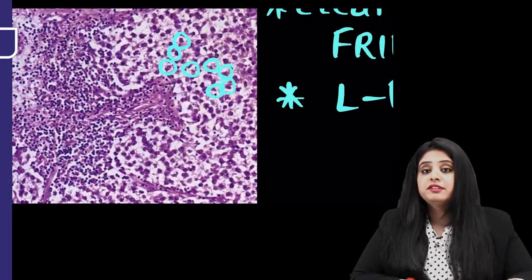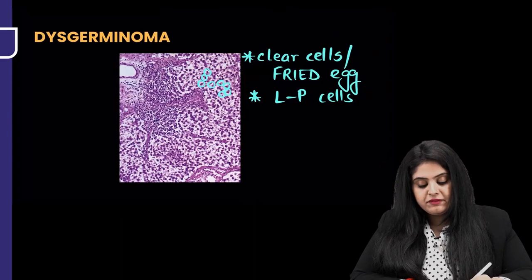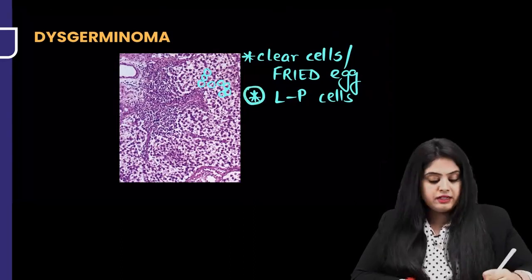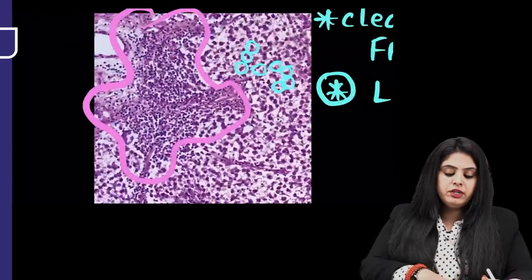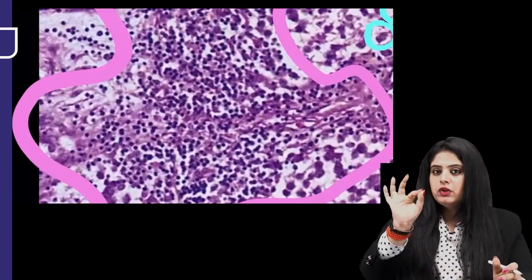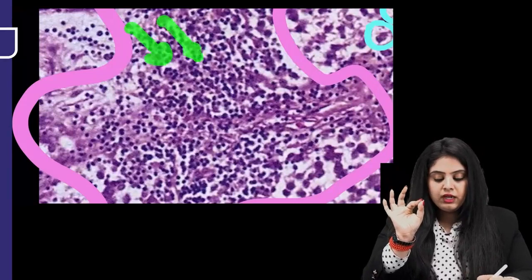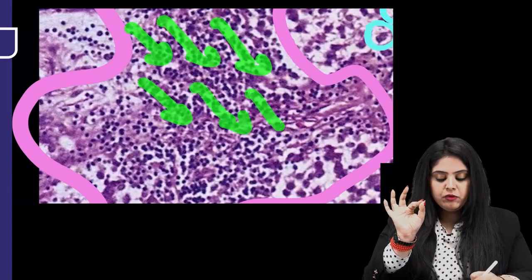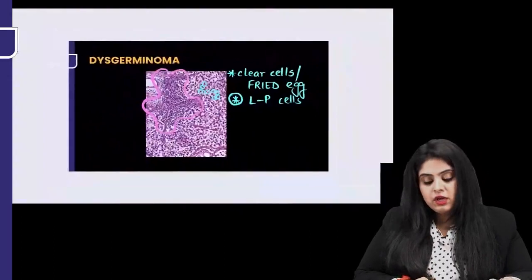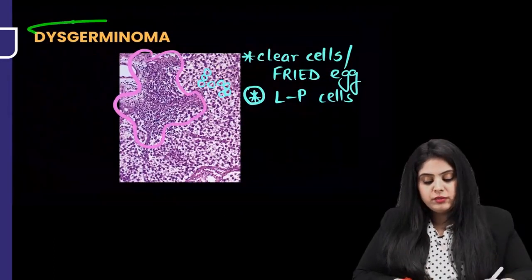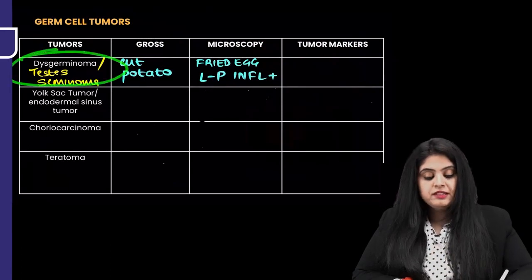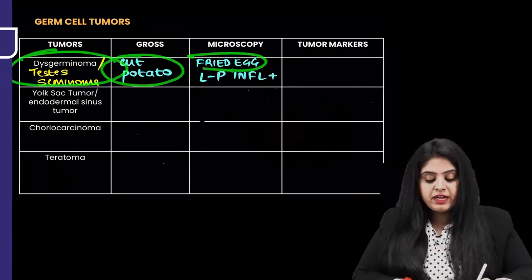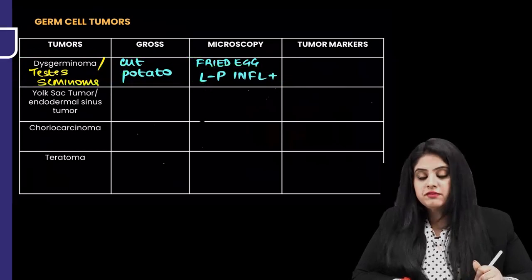Fried egg appearance is seen, number one. And secondly, which is the lymphocytic infiltrate that I'm seeing? This blue color dot. If you want, I can zoom into it. Can you see there is this blue color dot inflammation? So all of this blue color dot inflammation is the lymphoplasmacytic infiltrate that you are noticing over here. So please note, dysgerminoma means everything that I'm telling you out here for seminoma is the same. Seminoma may have cut potato appearance, fried egg appearance, and lymphoplasmacytic infiltrate will be seen.